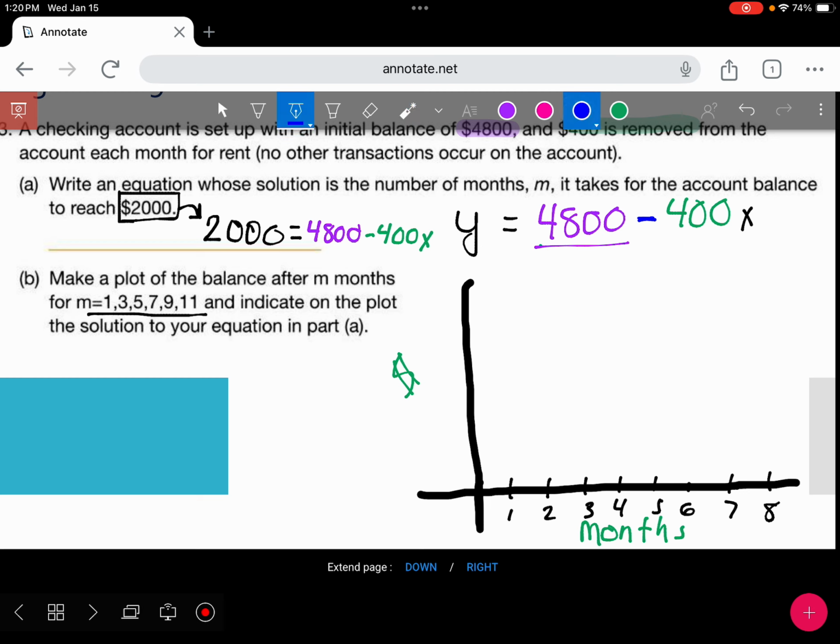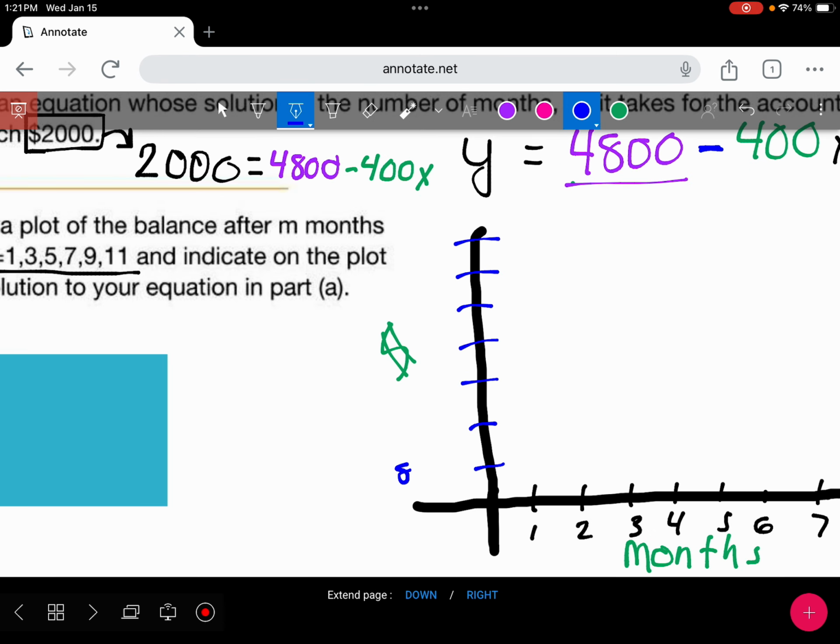It depends on how big you drew your graph. You might count by 100s. You might count by 1,000s. You might count by 400s. Whatever you want to count by. You're going to have to figure out what works for you, because we're going to plot up some points and see what they are. I'm going to do 1, 2, 3, 4, 5, 6. I'm going to count by 800 just because I made my graph kind of small. So I'm going to count 800 and then 1,600. You do not need to count the same scale as me.